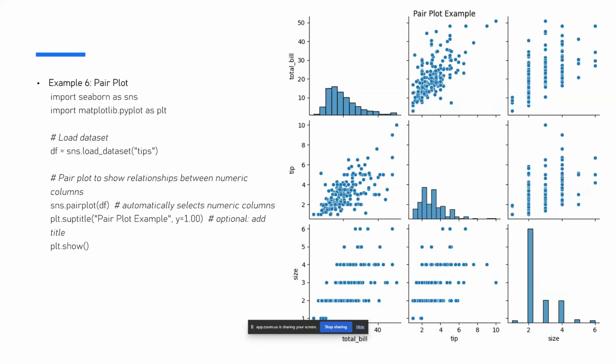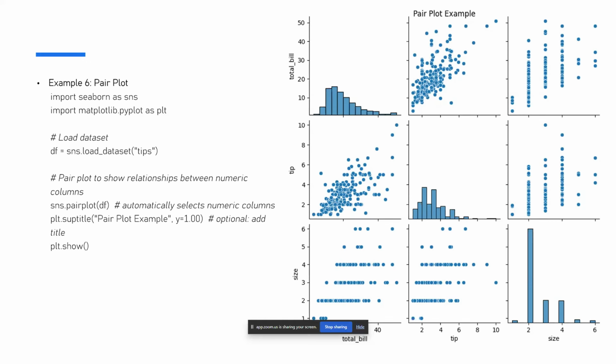For example, the first column here is total bills, and then the top left corner is the total bill. That being compared to, for example, tip is right below here, and then size is at the very bottom left corner. So it just compares each numeric column to another and creates the pair plot.